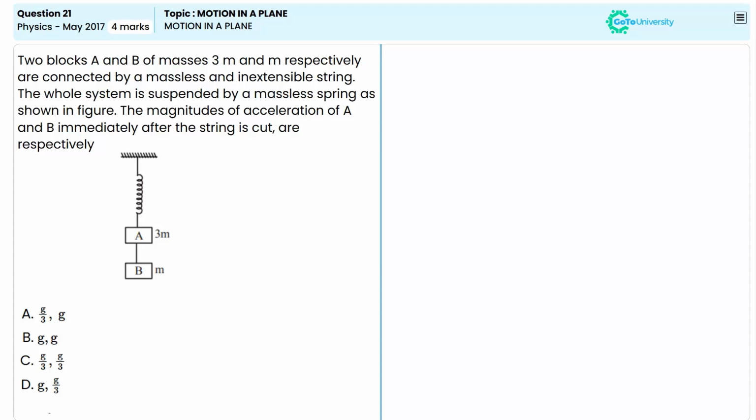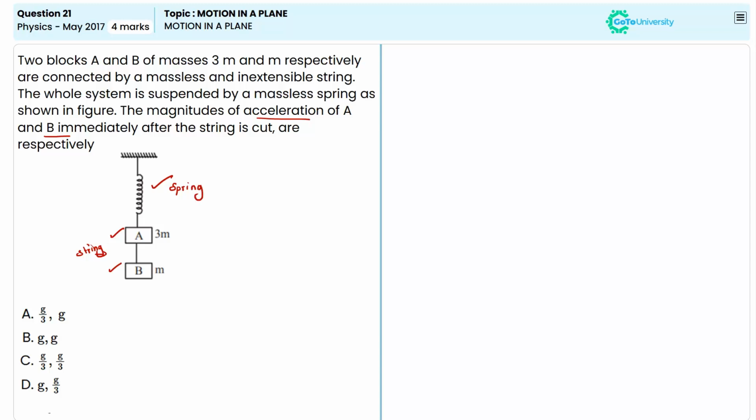What is the value of acceleration of block A and block B immediately after the string is cut? Two blocks A and B are connected by a string, which is massless and inextensible. And it is given in the question, the whole system is suspended by the spring.